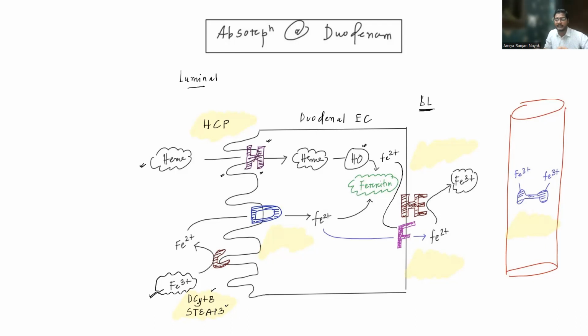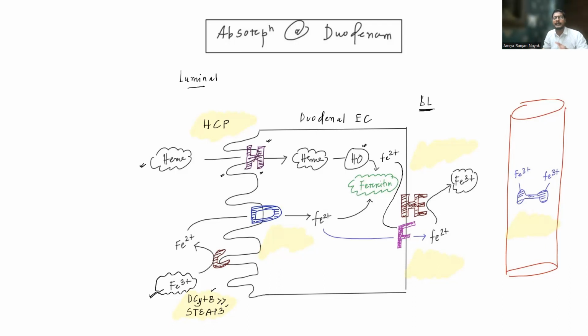In the duodenal epithelial cells, this duodenal cytochrome B is present predominantly compared to the STEAP3. STEAP3 is present predominantly in the macrophages. Okay, we'll come to that. But as of now, you remember, in the duodenal epithelial cells, we have duodenal cytochrome B in the luminal side, which is the predominant protein that is required for the reduction of the ferric iron to the ferrous iron. Okay, so now the ferric form is converted to the ferrous form.